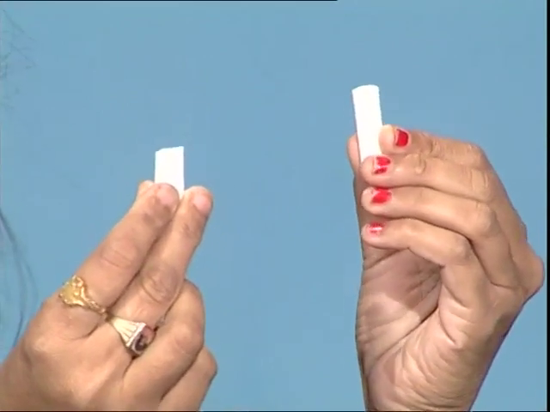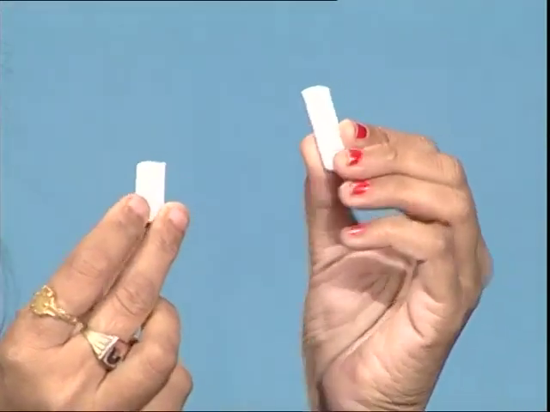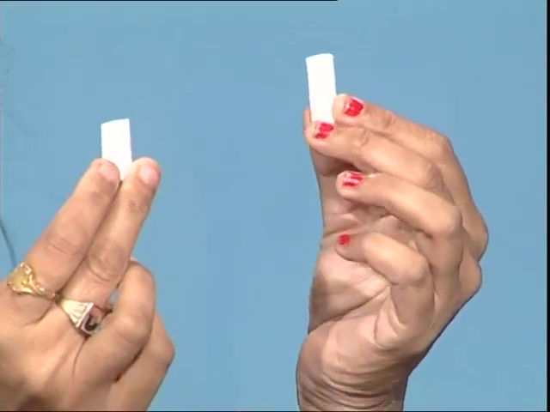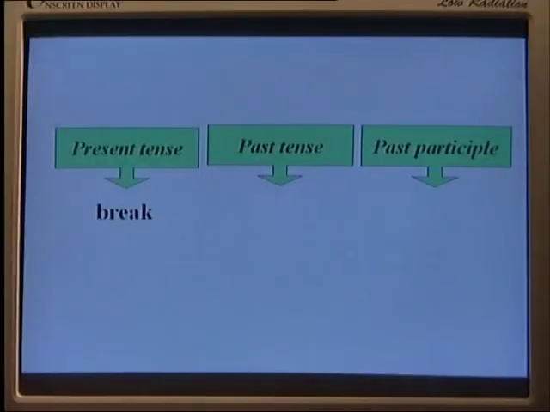Okay, what did I do now? I broke the piece of chalk. How is the chalk? The chalk is broken. So that means break. Look at this now. Break, present tense; broke, past tense; and broken, past participle.